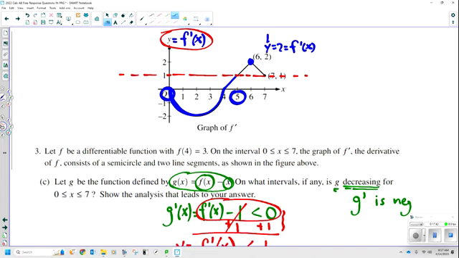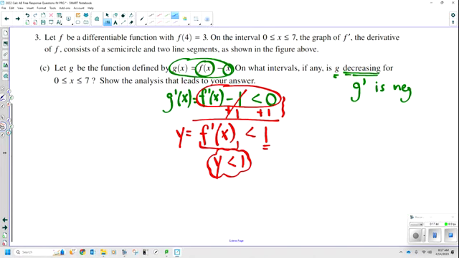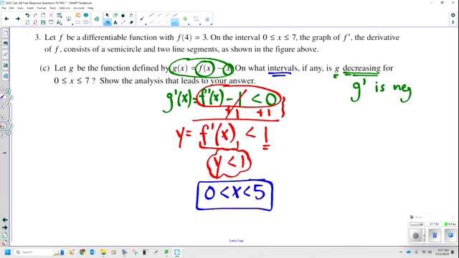That's it. Okay? So I'm just going to say, let you be the function. On what intervals? Between 0 and 5. There you go. That's it. You're done. Show the analysis. Here you go. When the derivative is less than 0, we do the math to set it up to refer to our graph, and then bang, there's our answer. You're welcome.